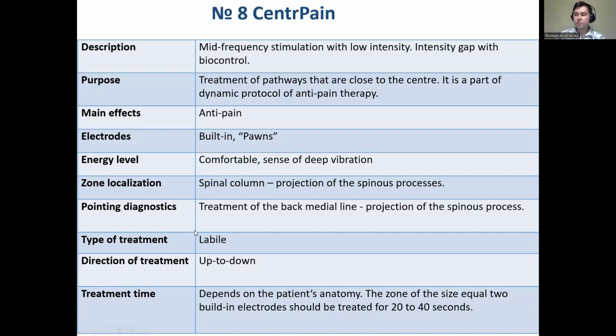Okay, number 8, center pain. These are a small group of presets that are directly related to the disorders located within the area of 3 pathways, just like we mentioned before. So this is the treatment of the pathways that are close to the center part of the body. It is also a part of dynamic protocol of anti-pain therapy. The main effect is analgesic, the anti-pain.